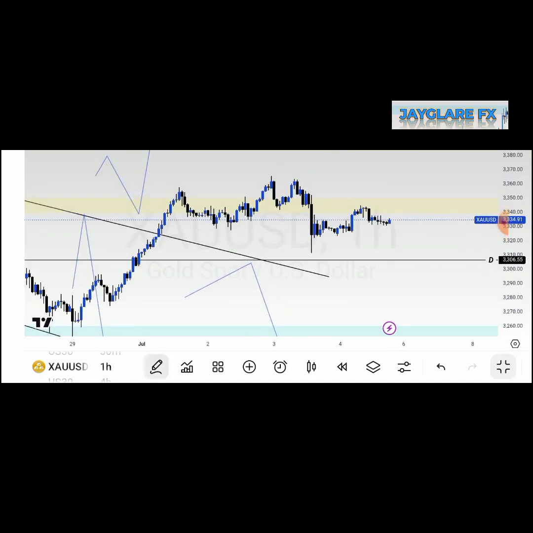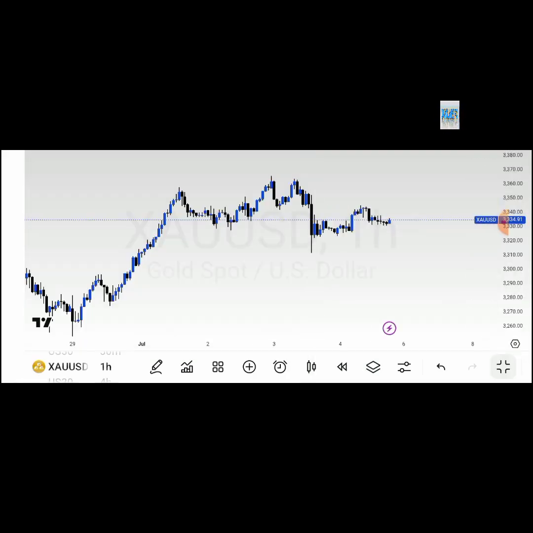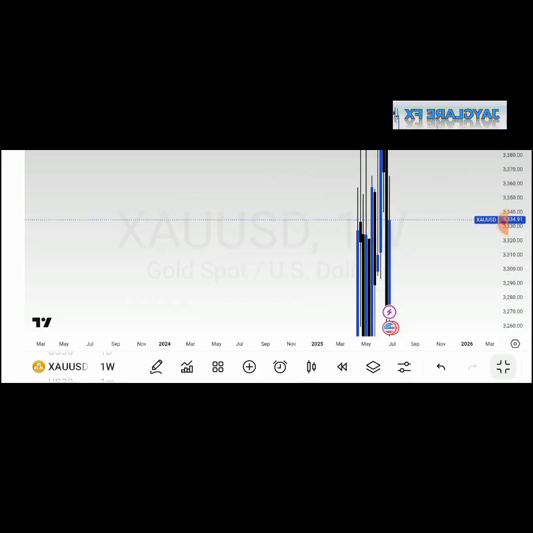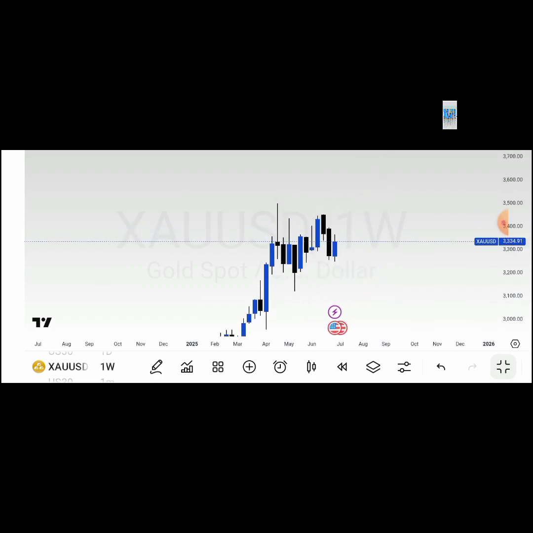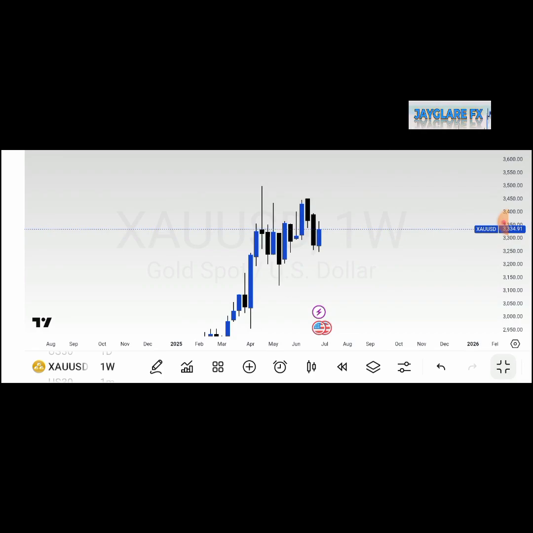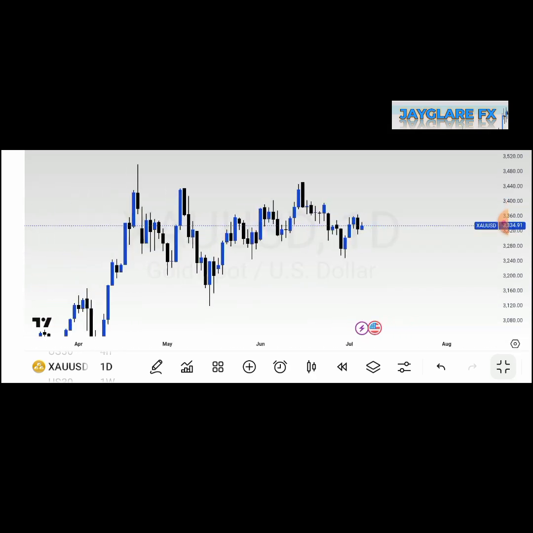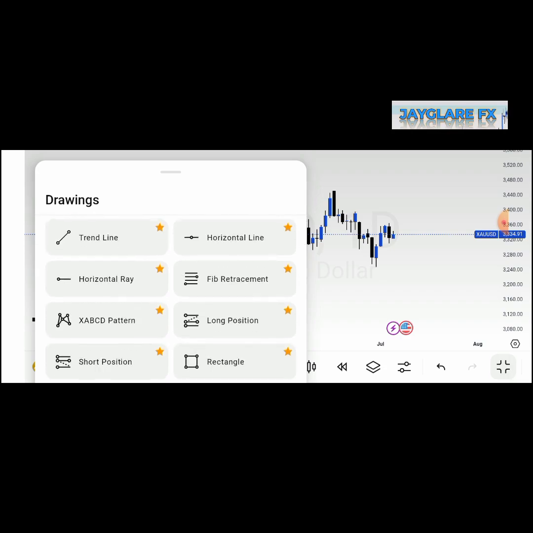Now let's clear the chart. Gold. So let's go to the weekly time frame right now. On the weekly time frame, you can see what gold is doing. Actually, whenever I see that the market is not very clear on a particular time frame, I go down to the smaller ones or the other ones. So as you can see, let's try to check what gold is doing.